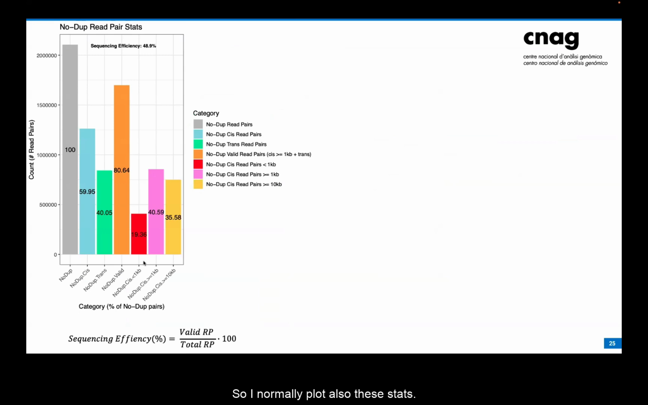So I normally plot these stats, and I also calculate a kind of made-up stat that is the sequencing efficiency. Because I was seeing that we were sequencing a lot of pairs, but in the end, few of them were valid. Okay? So I wanted to know the proportion of valid pairs versus the total number of read pairs that we have sequenced. So here, for example, we have a sequencing efficiency in this relatively good library, RuPiCapra, of 48.9%. Okay? Not bad.